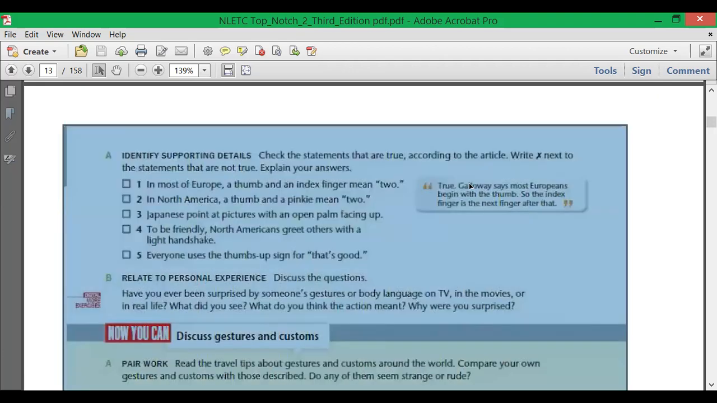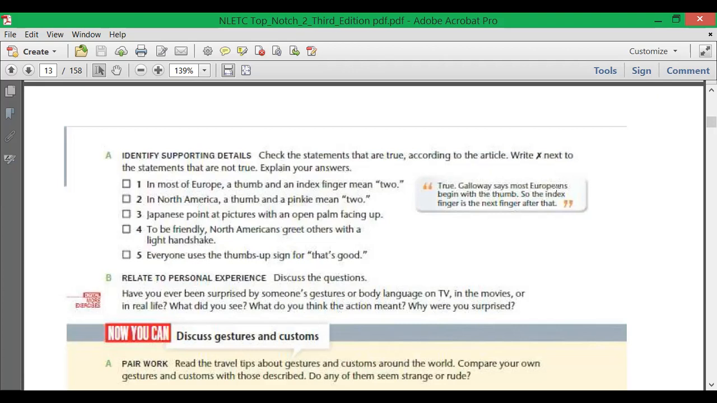For example, true. Galloway says most Europeans begin with the thumbs. So the index finger is the next after that. For example, this is number 1, so this is number 2 for Europeans, right? And it says in most of Europe, a thumb and an index finger mean number 2. True or false? It is true. Galloway says most Europeans begin with the thumb. So the index finger is the next finger after that.